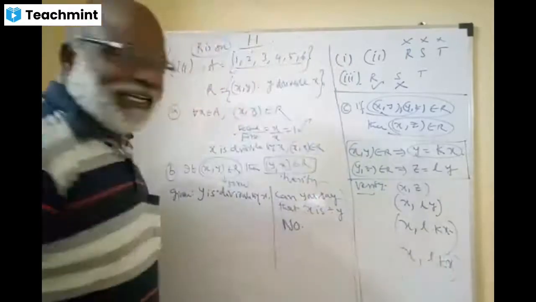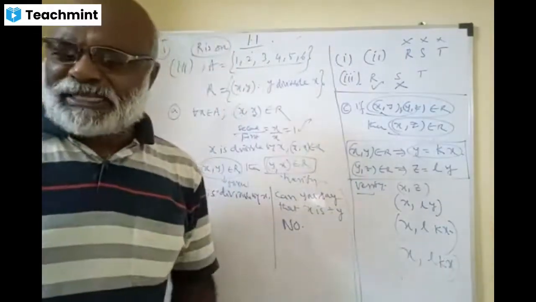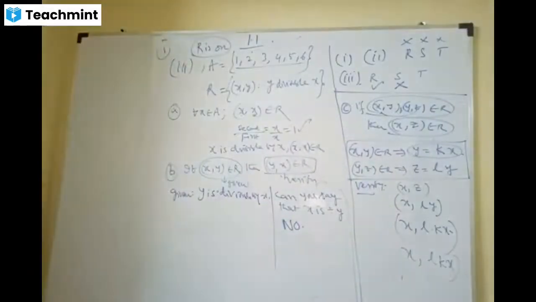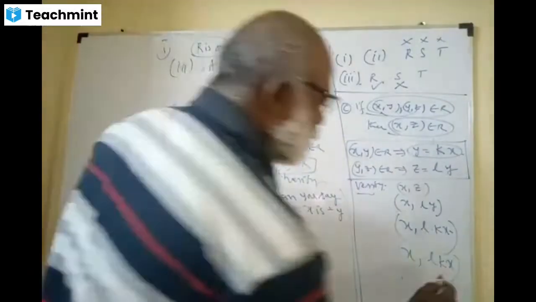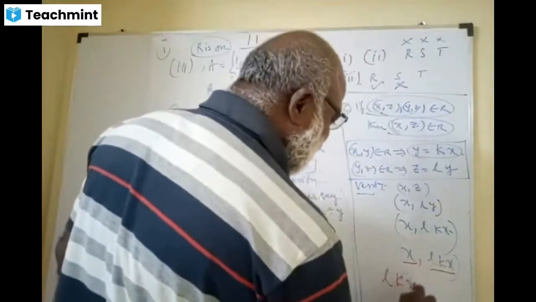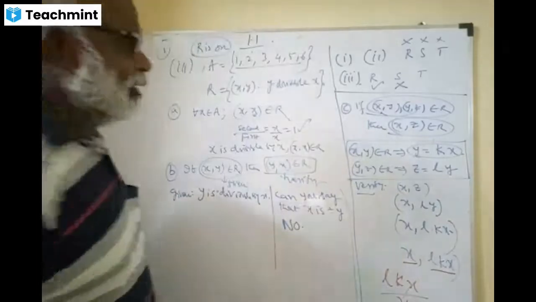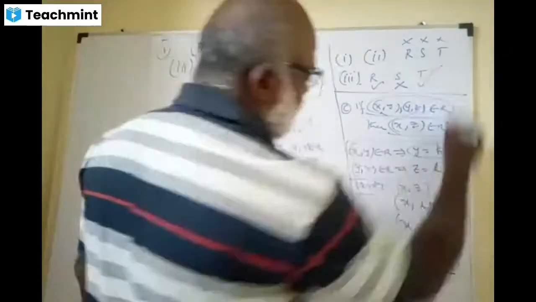Can you say that the second element is divisible by the first element? True or false? True, sir. True. So this is the second element, the first element. You see that Lkx by x. Yes, perfect. Divisible. Therefore, it is transitive.